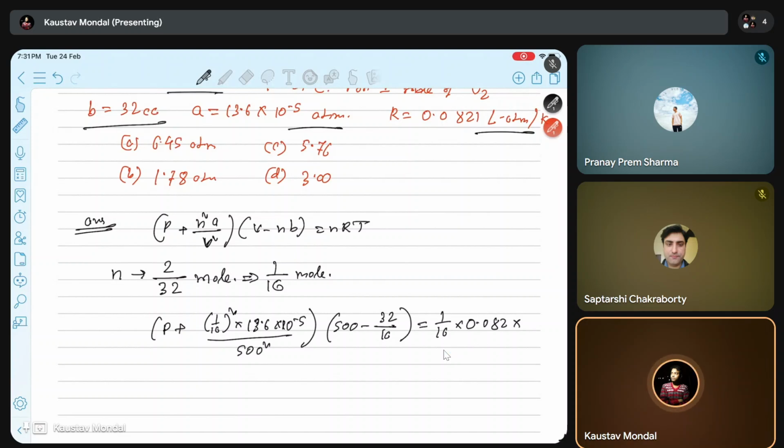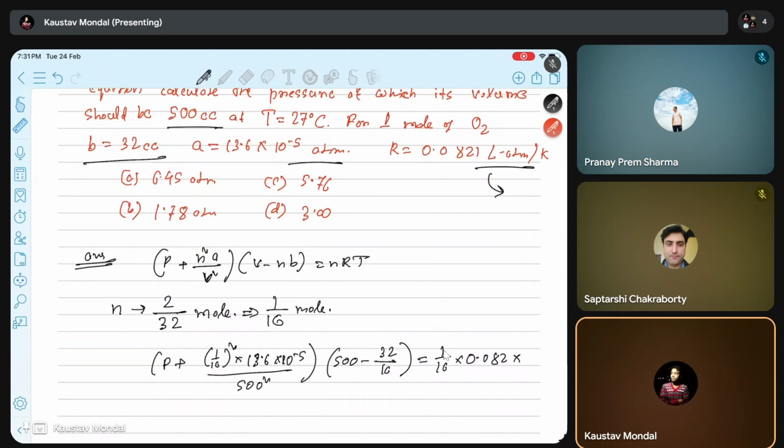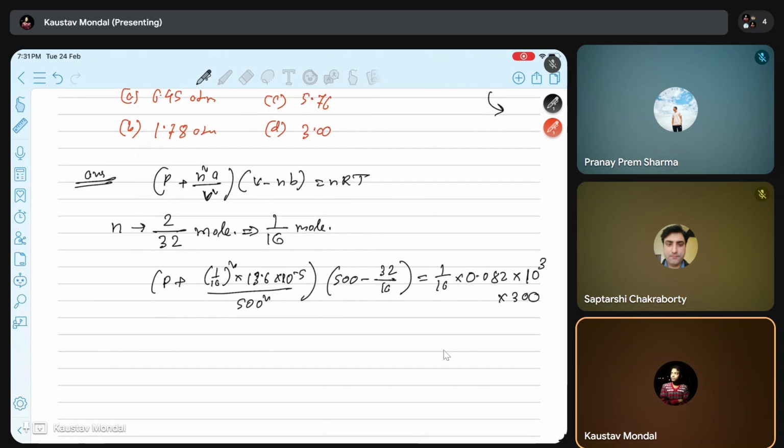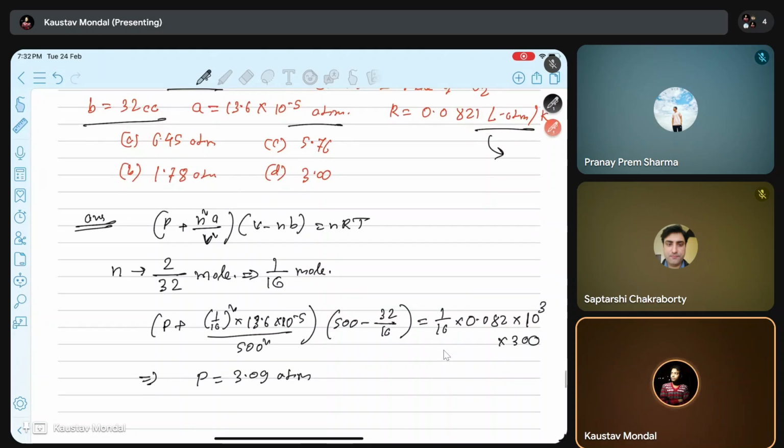Since it's liters, we have to convert it into cc. cc means centimeter cube, right? So in order to convert this liter into centimeter cube, cc, you have to multiply this with 10 to the power 3, into 300. Now if you solve this, do the algebra, you'll be getting E as 3.0918. That is basically option 3.0.